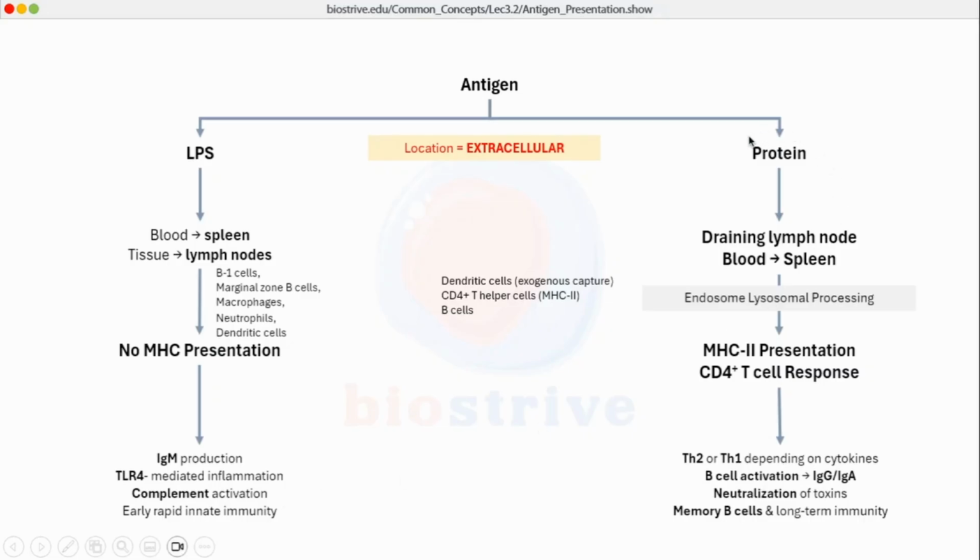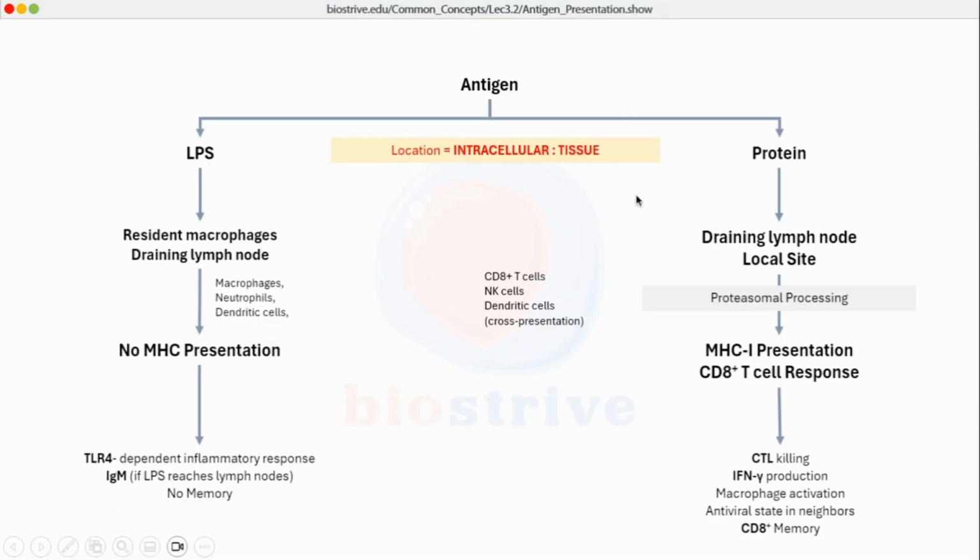If the nature of antigen is proteinaceous, it will be taken down to the draining lymph nodes, and if it is in blood, it will be taken down to the spleen. The type of processing may be endosome-lysosomal processing. If it is endosome-lysosomal processing, it will be presented by MHC-II itself, taken care of by CD4 positive T helper cells, and these T helper cells may generate Th1, Th2 or Th17. There will be B cell activation, and if the nature is protein, there may be class switching to IgG or IgA depending upon location. There will be neutralization of toxins, generation of memory B cells, and there will be long-term immunity as well.